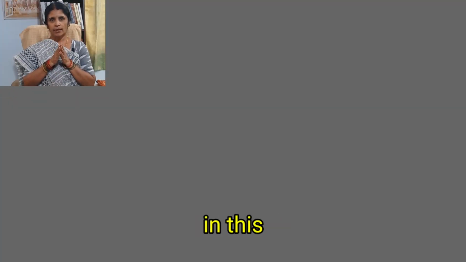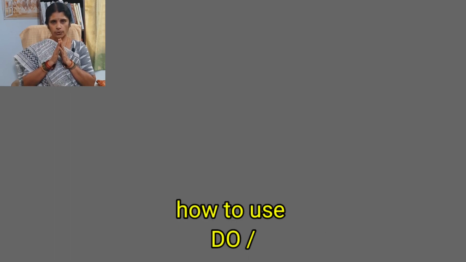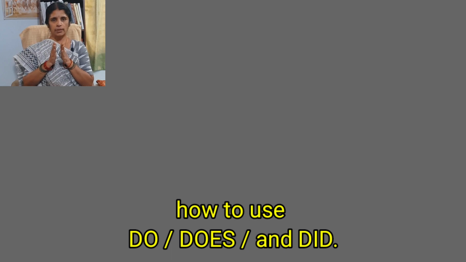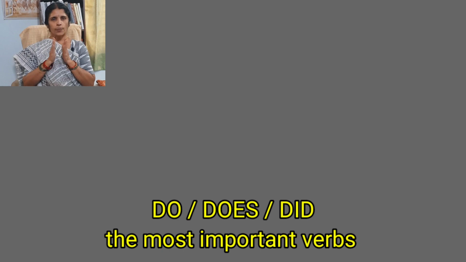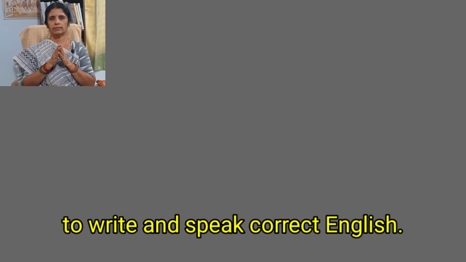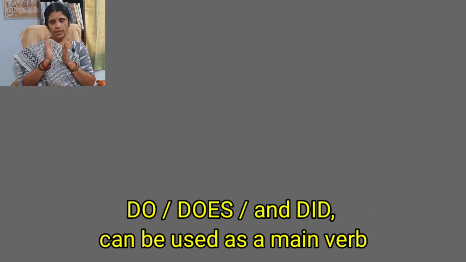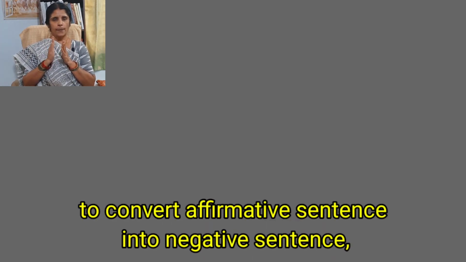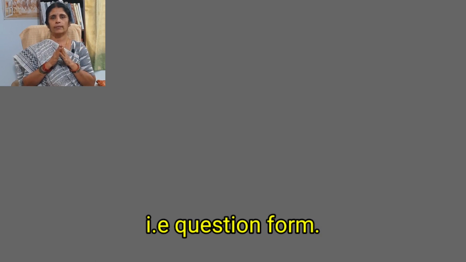Dear friends, in this video we are going to talk about how to use do, does, did. Do, does, did are the most important verbs to write and speak correct English. Do, does, did can be used as a main verb and also as a helping verb to convert an affirmative sentence into a negative sentence, and an affirmative sentence into an interrogative sentence, that is, question form.